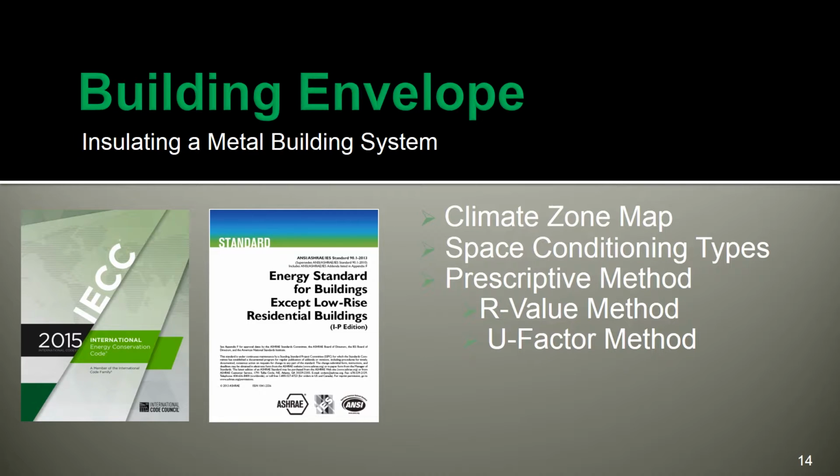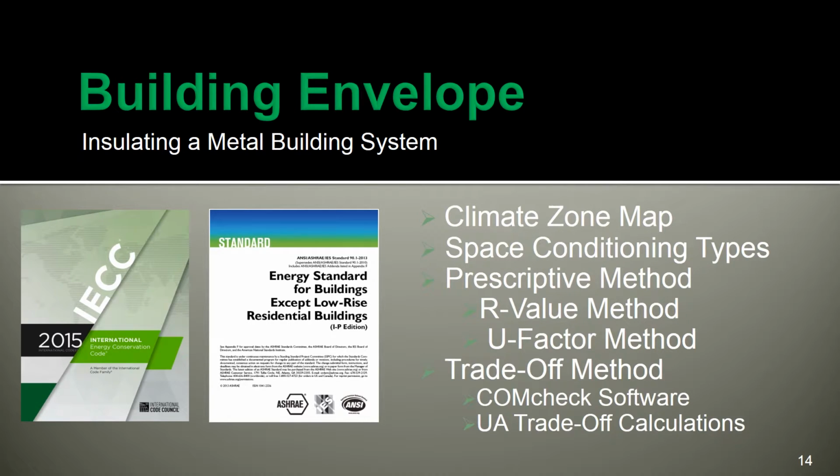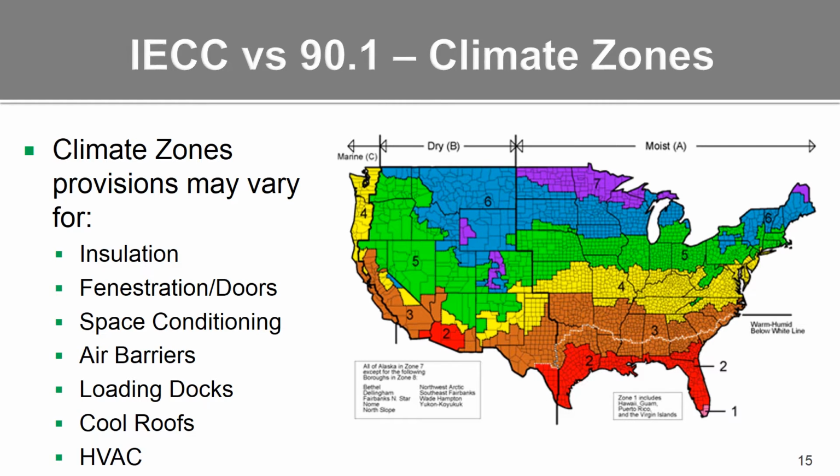So now let's take a look at the climate zone map, space conditioning types, and parts 2 and 3 will look at the prescriptive method in greater detail in order to make your project energy code compliant. And then part 4 will get into the trade-off method. So first, let's take a look at this climate zone map, which is common to both the IECC and 90.1. So it's nice that they use the same map.